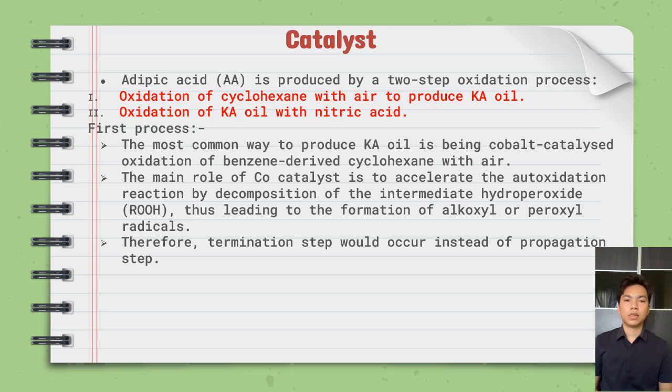The most common way to produce KA oil is the cobalt catalyzed oxidation of benzene-derived cyclohexane with air. The main role of the cobalt catalyst is to accelerate the oxidation by decomposition of the intermediate hydroperoxide, thus leading to the formation of alkoxyl and peroxy radicals. Therefore, the termination step will occur instead of the propagation step.